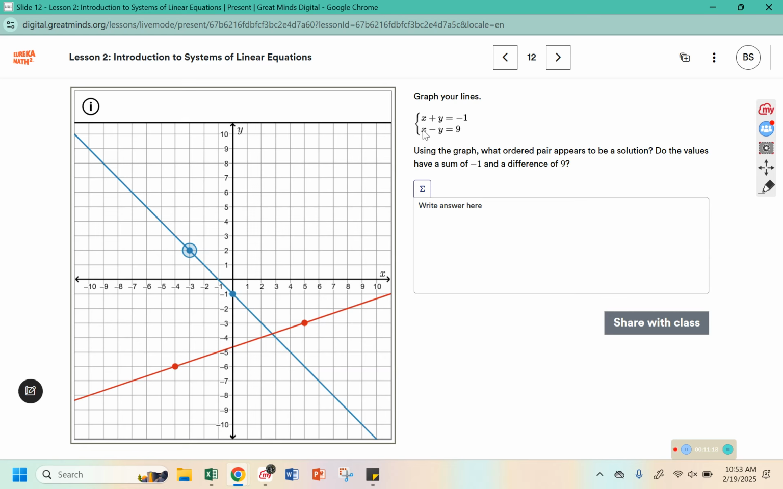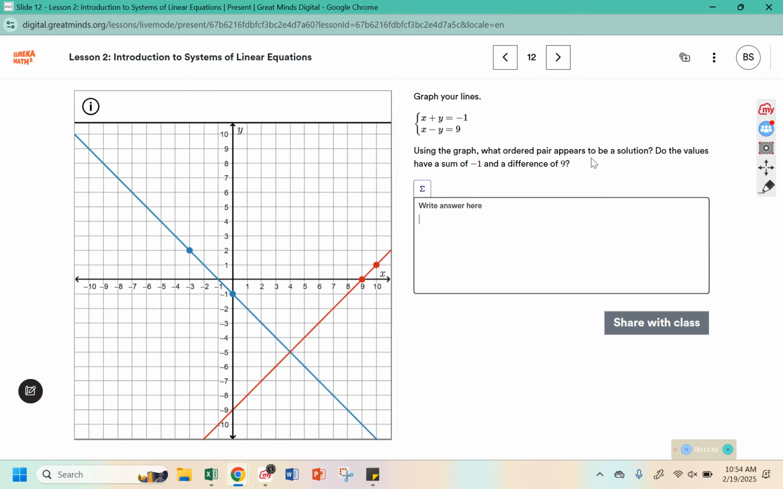A difference of 9. If I put in a 9 and a 0, that would make 9. If I put in a 10 and a 1, that would also subtract to make 9. Using the graph, what ordered pair appears to be the solution? So where they cross, that ordered pair is 4, -5.